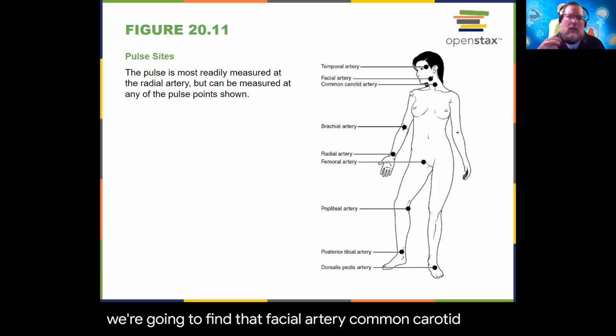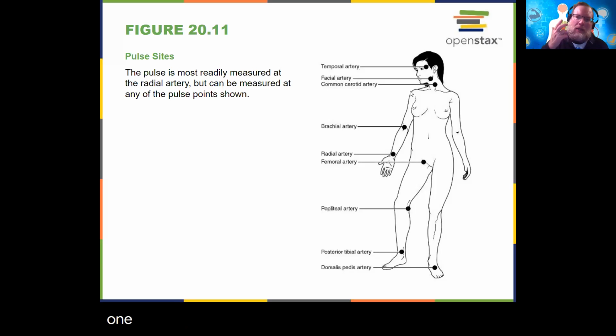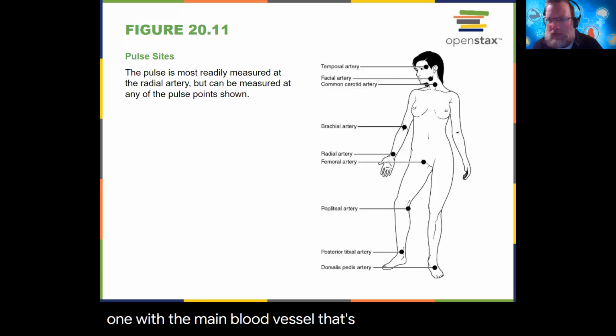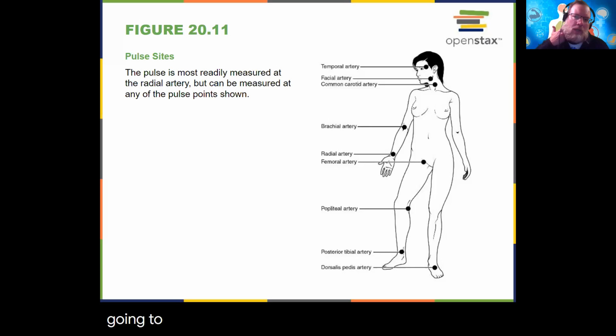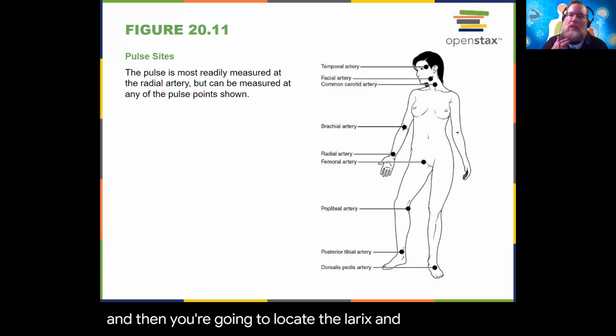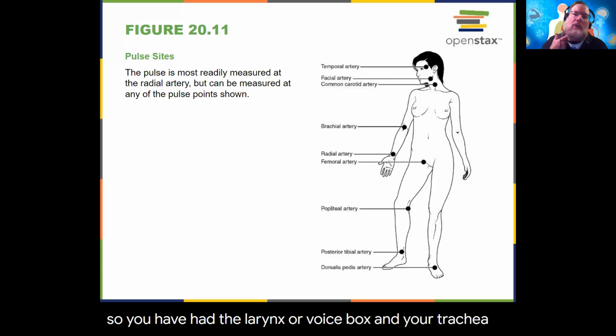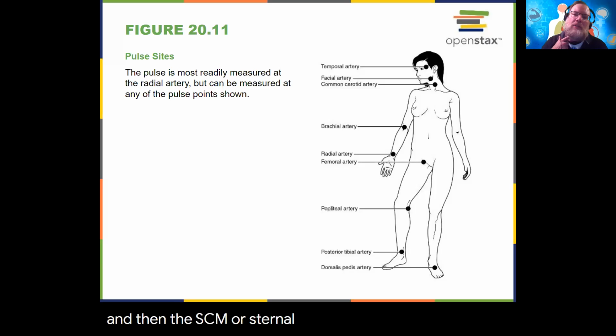Common carotid, the carotid again has to do with the main blood vessel that's feeding the head and face and brain. So the carotid artery pulse, you're going to locate carotid by finding the sternocleidomastoid, and then you're going to locate the larynx and trachea. Okay, so you'll have the larynx, your voice box, and your trachea, and then the SCM or sternocleidomastoid. They kind of come to a point right there, a little V.